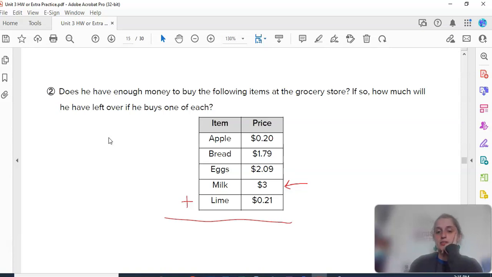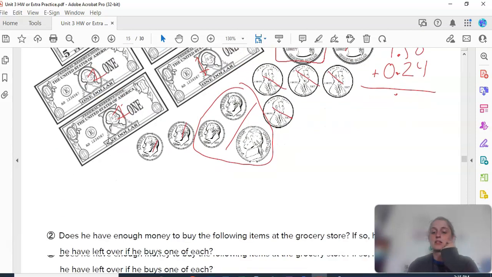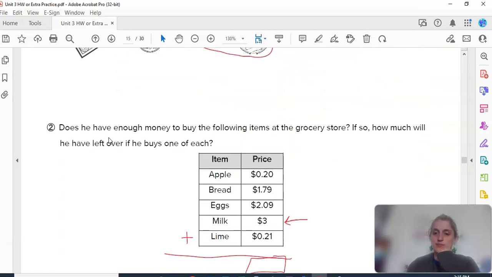You're going to add up all of this and get an answer. And that number is not your answer. Your answer is yes or no. He does or he does not have enough money, based on however much you get right here, to buy his whole grocery list. If your answer is yes, he has enough money, then you have another part to the problem. If your answer is no, he does not have enough money, you're done.